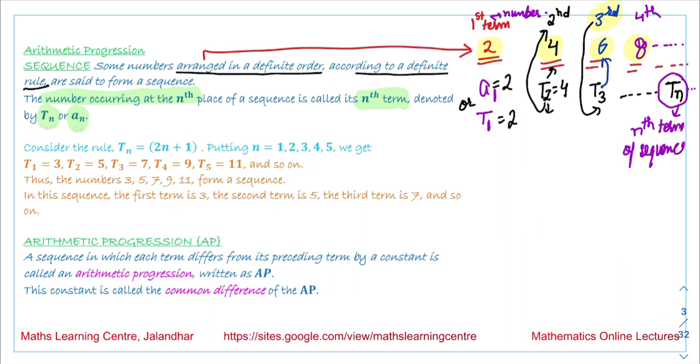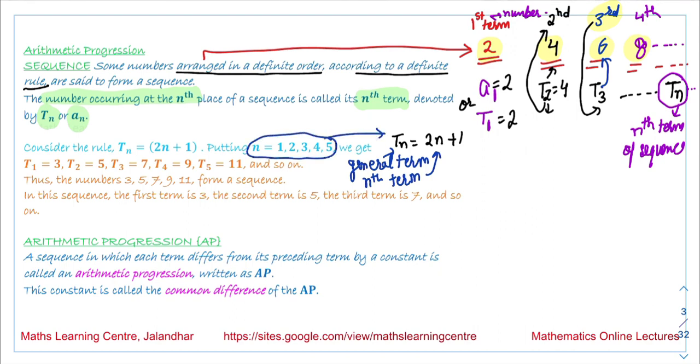Now next, we are given this example over here. The rule that is given to us is that Tn is equal to 2n plus 1. So Tn is the general term, or the nth term of the sequence. We have to put the values n equal to 1, 2, 3, 4, 5, and find the answer for this sequence.